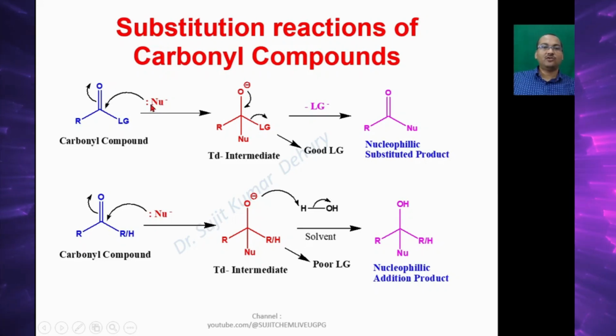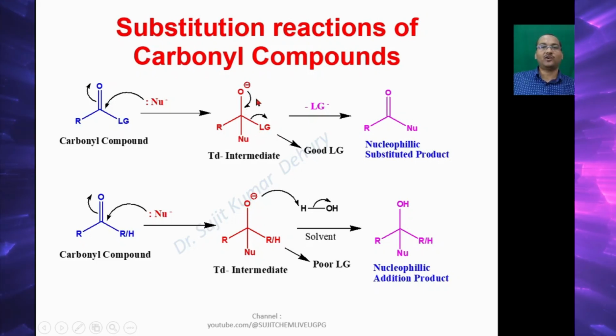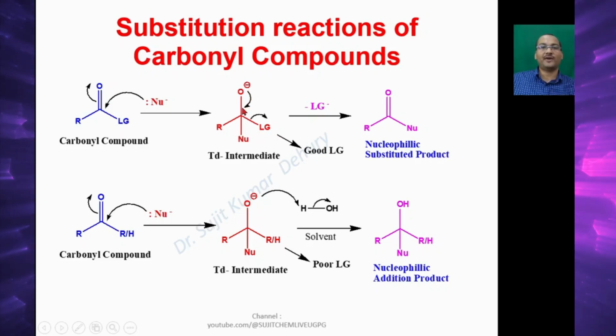Usually the nucleophile will attack the carbonyl compound which contains a leaving group Lg. When the nucleophile lone pair attacks this carbonyl carbon, C double bond O will break on oxygen. As a result, you end up with a tetrahedral intermediate. Since this is a good leaving group, when this O minus comes back, it will kick out Lg as Lg minus. So you get this nucleophilic substitution product RCONu.